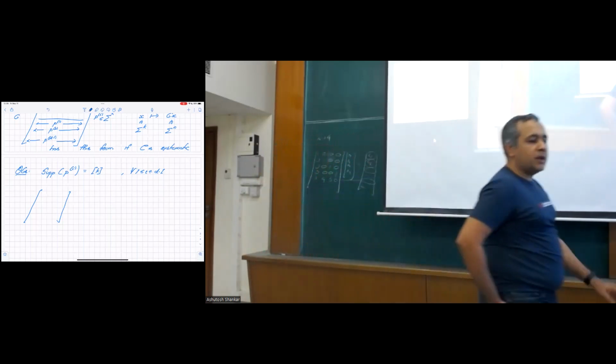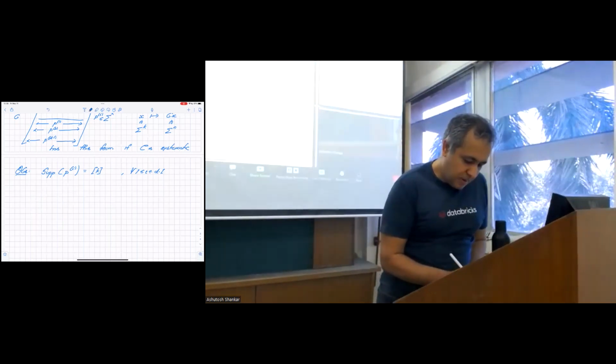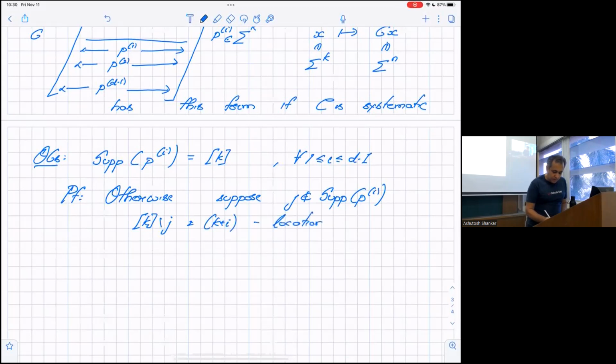So the support, when you write the MDS matrix in this form, of each P_i must be full. The proof of this is just: otherwise, suppose the support of P_i does not include some J, then the K plus I locations do not determine the message.